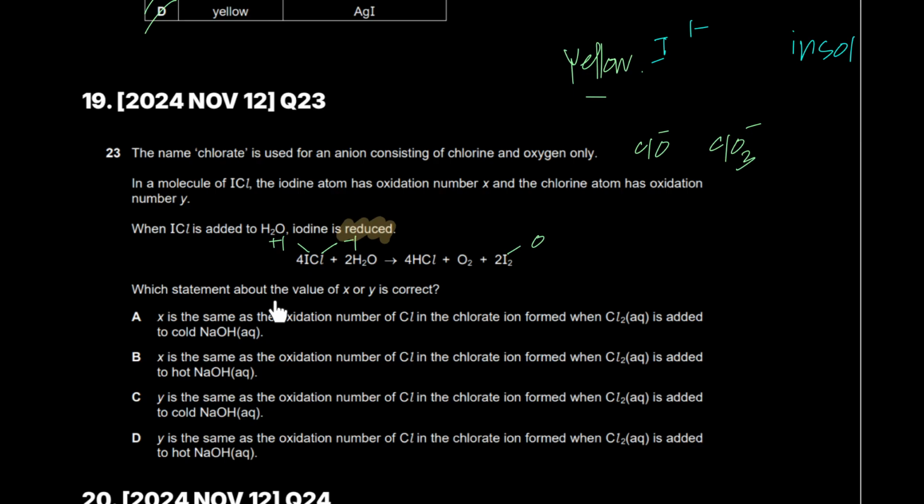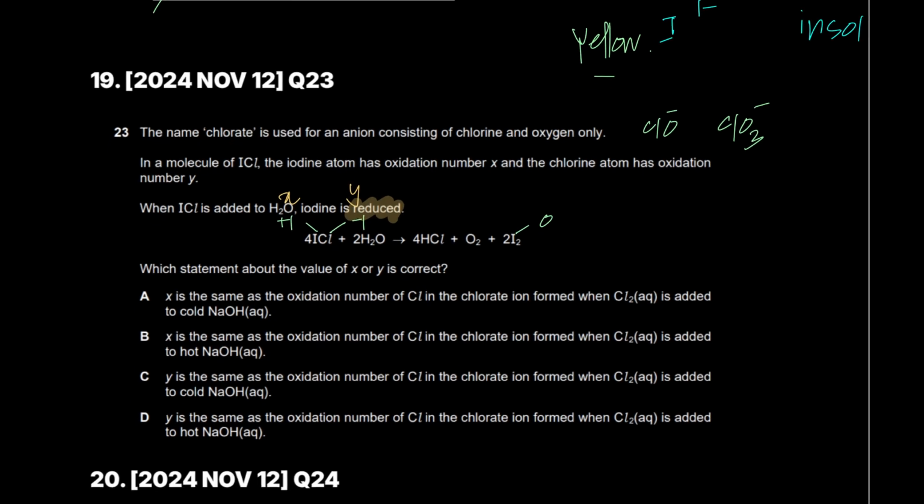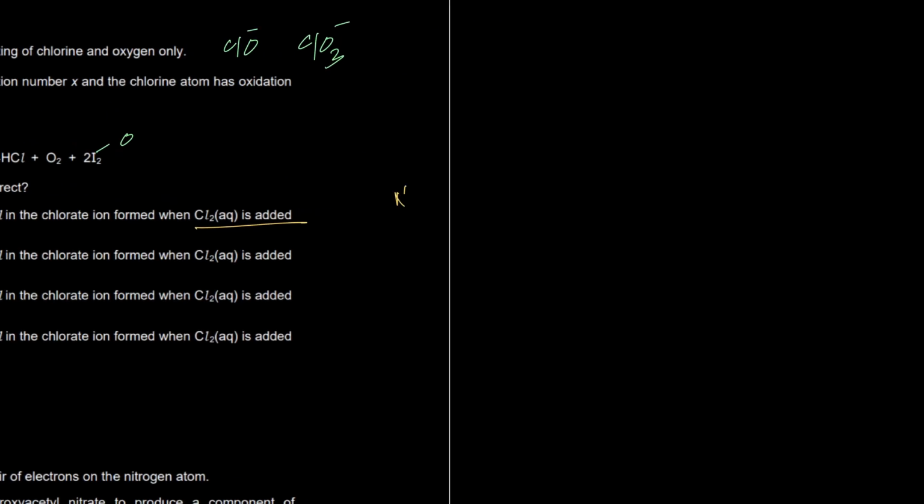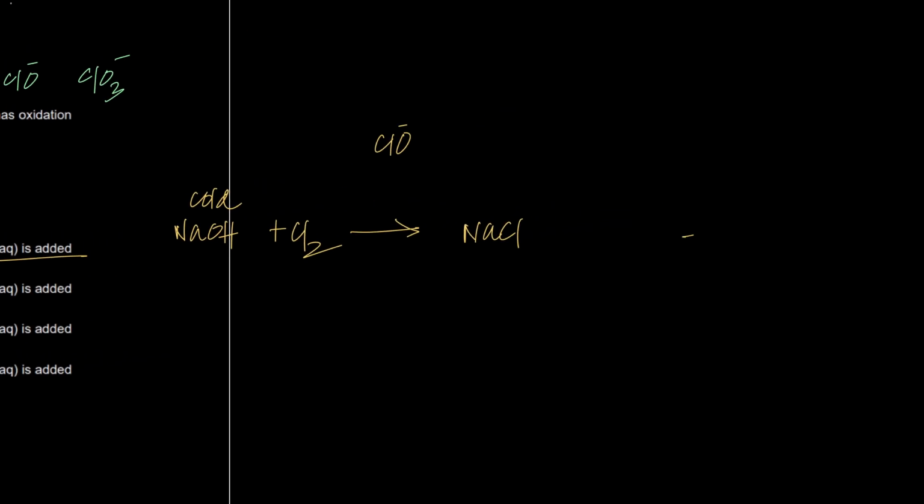Now, he's asking which statement about the values of X and Y is correct. He's calling iodine's oxidation number X, and chlorine's Y, right? So X is the same as the oxidation number of Cl in the chlorate ion formed when chlorine is added to cold NaOH or hot NaOH. Let's do this. If you have NaOH and add chlorine to it, what forms? In cold NaOH, you get ClO⁻, right? So you get NaCl plus H2O plus NaClO.